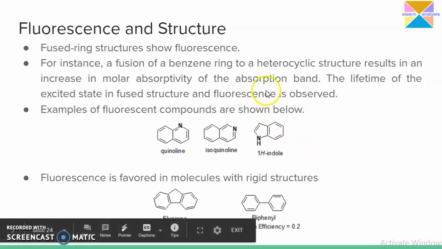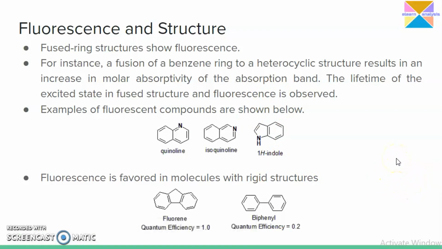I have two structures here, which are fluorene and biphenyl. You can see there is a difference in the rigidity of these two structures. Fluorene is more rigid because the two benzene rings are attached with a five-membered ring, so there is no flexibility in the molecule.